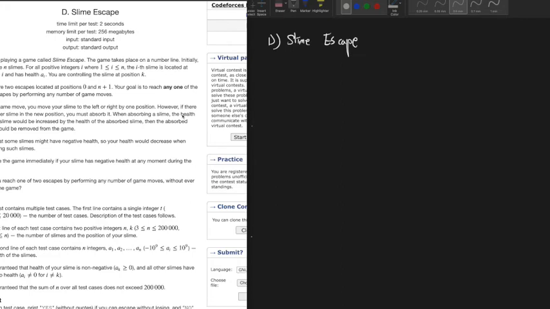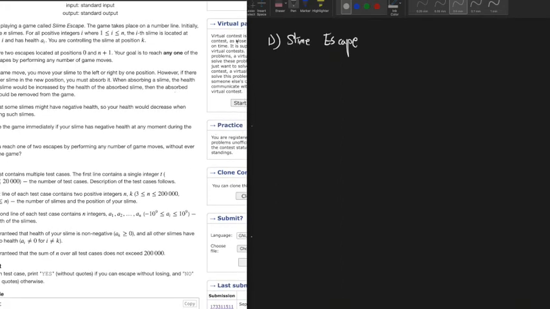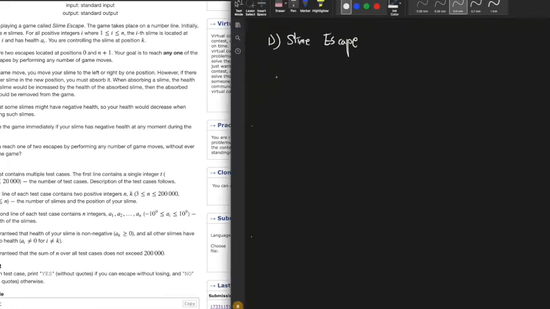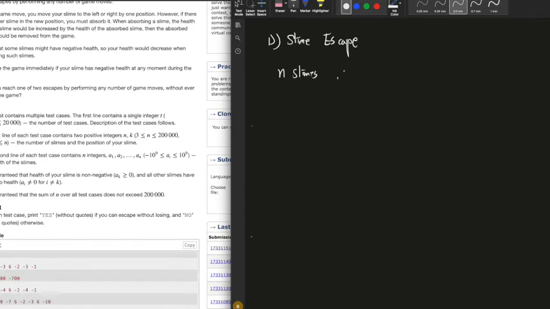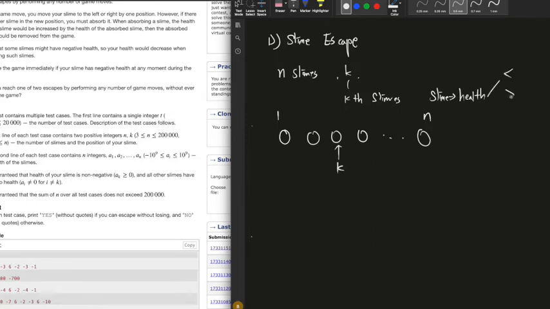Problem D, Slime Escape. So there are n slimes, and we get K. We start from the Kth slime, and each slime has health, and health can be negative, positive, or 0.